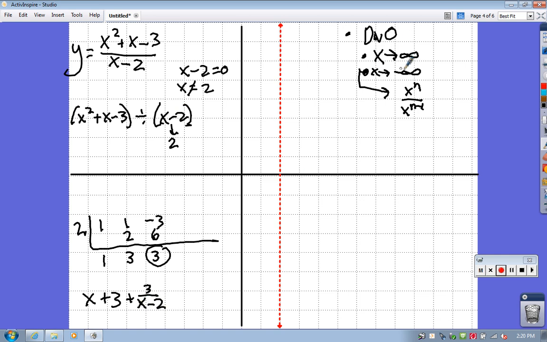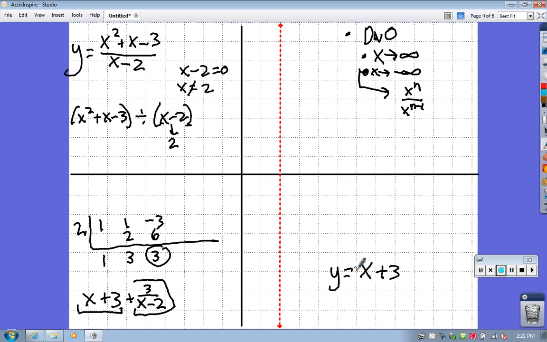Remember, we're still in the as x gets big. So as x gets really big, this thing tends to 0. Right? If x is really big, 3 divided by a really big number is basically 0. So my slant asymptote is just this without the remainder. It's the x plus 3. It's this line, y equals 1x plus 3.